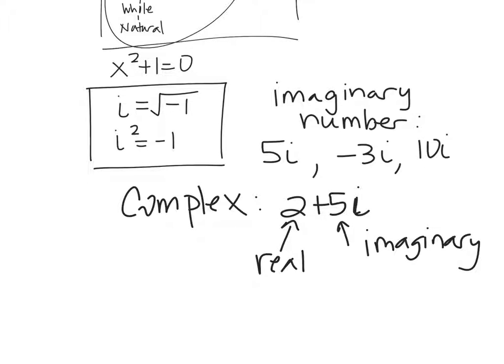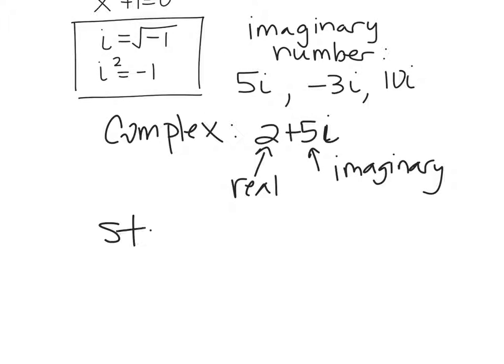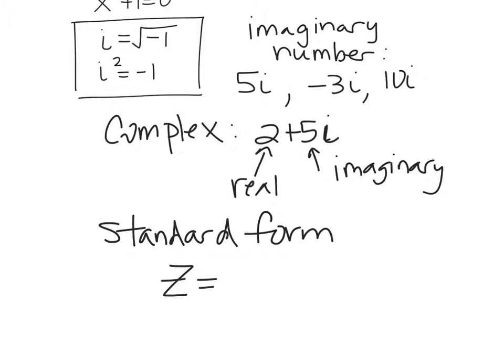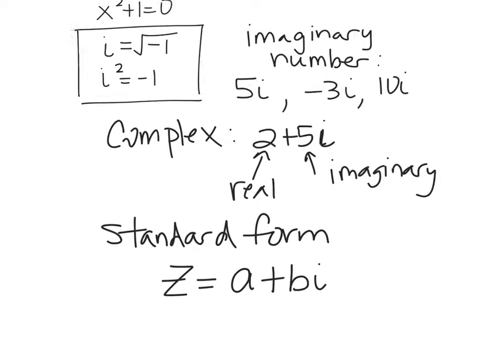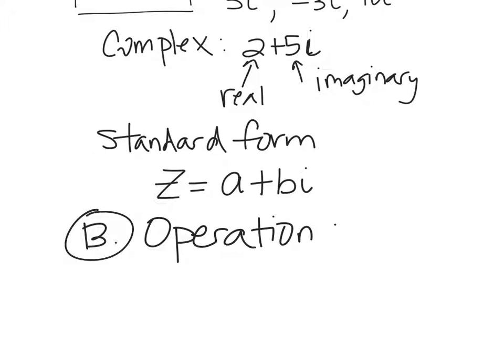There you go. And standard form of an imaginary or complex number, see, I do it all the time too. I say imaginary when I mean complex. Standard form of a complex number is z equals, they call them z a lot, z equals a plus bi. Standard form. So the real part first, imaginary part second. Okay, now what are we going to do with these? Oh, so much fun stuff. We're going to do some operations. We're going to add, subtract, multiply, and divide.